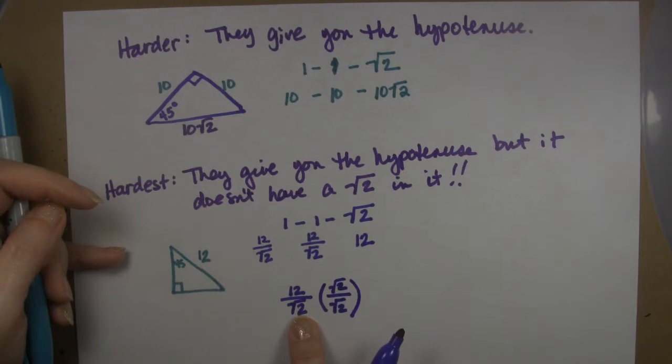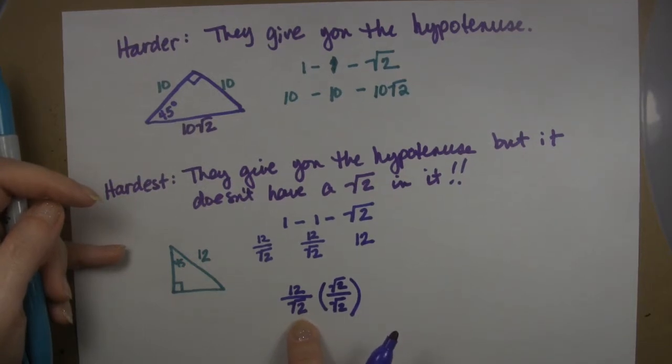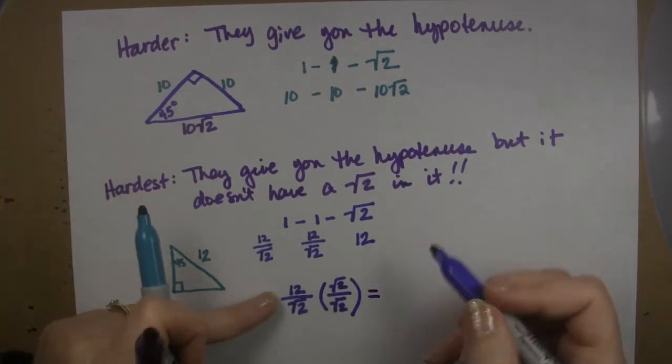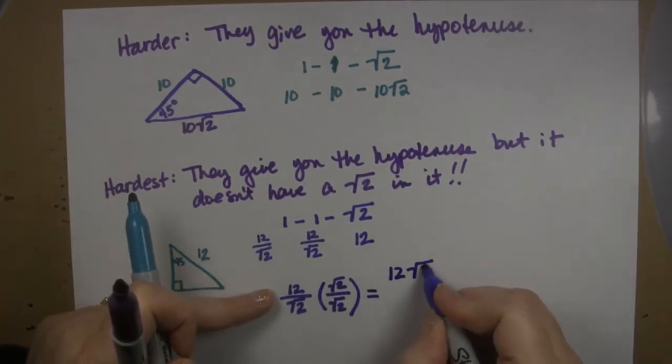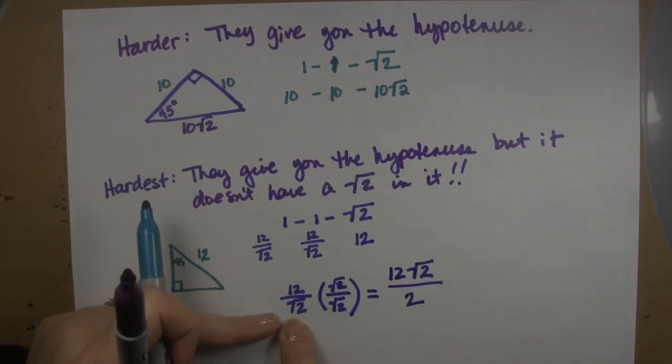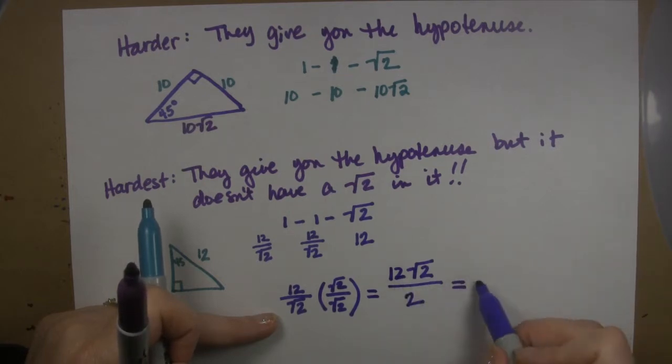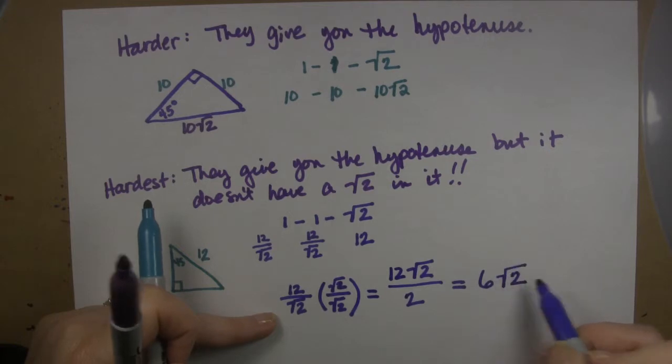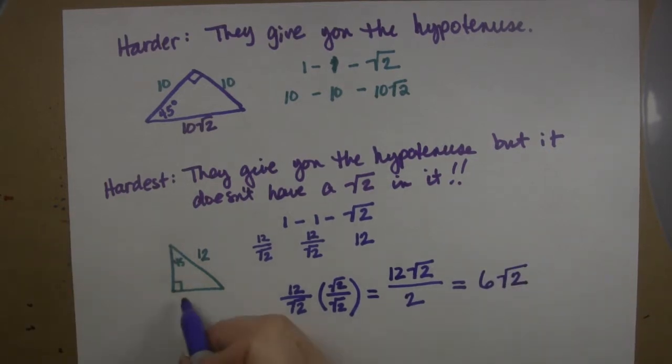So it doesn't change the value of this fraction, but it does change the way it looks. So now we would have, on the top, 12 radical 2 over plain old 2, right? Because radical 2 times radical 2 equals plain 2, right? The square root of 2 times the square root of 2 gives you regular 2. And now I'm going to reduce this. 12 divided by 2 is 6, and I still have the root 2. So each one of these sides is 6 root 2.